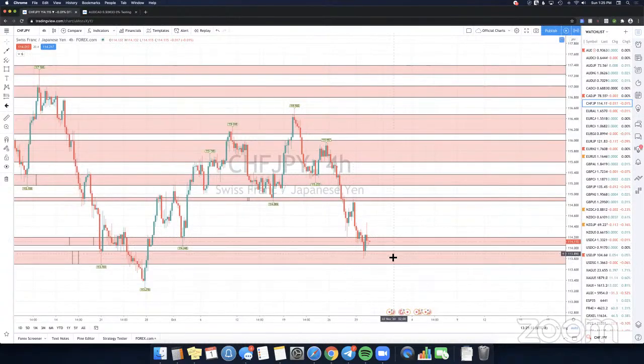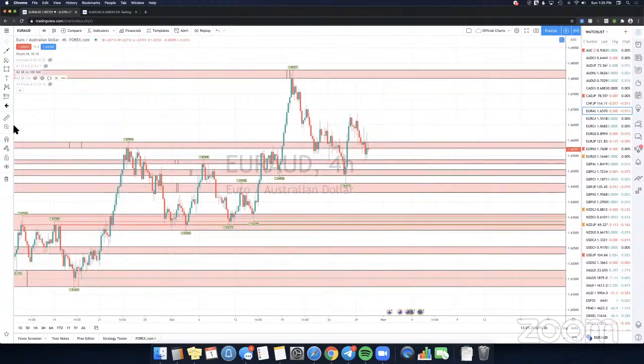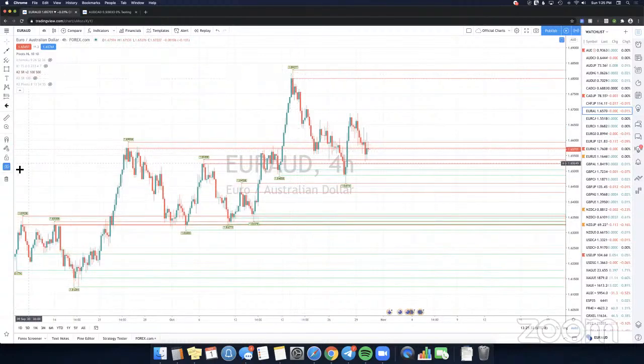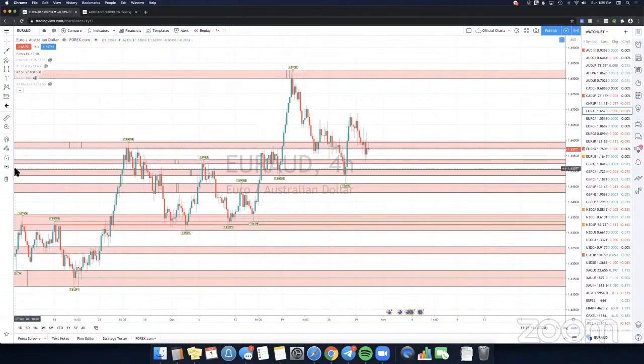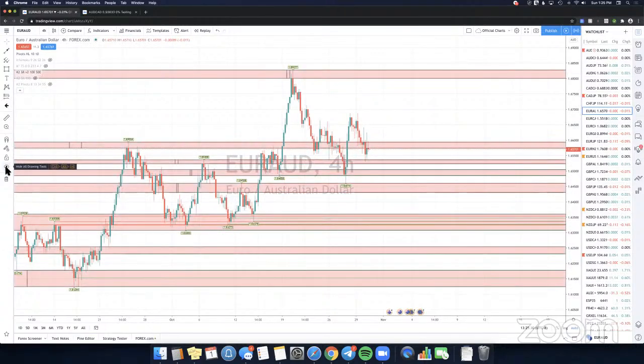But yeah, so those are the two zones for CHF JPY. Let's move on to the next one, Euro odd. Let's see if the zones are the same. Hide this right here. So yeah, you can see there's a zone right there, same zone from last week. Literally all the zones are in the same exact spots.